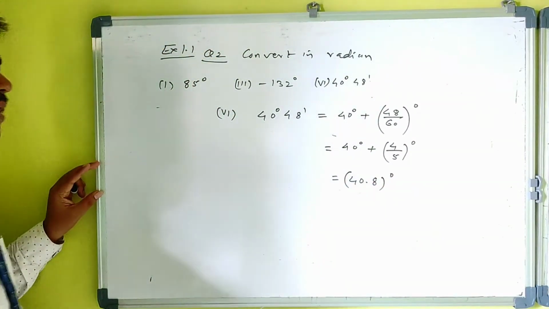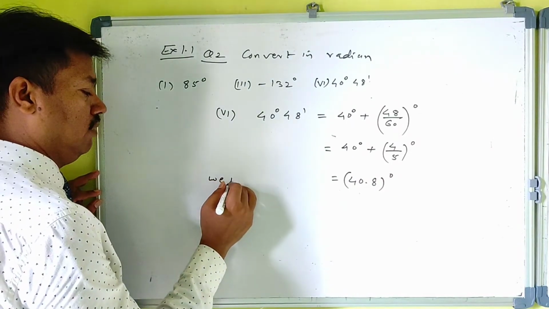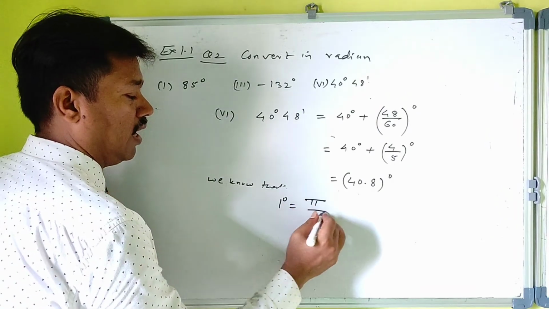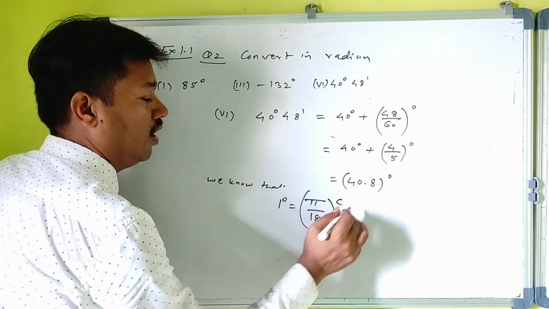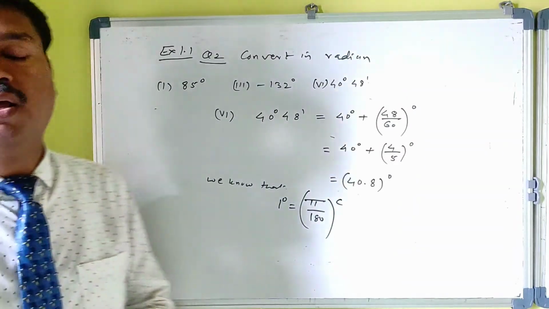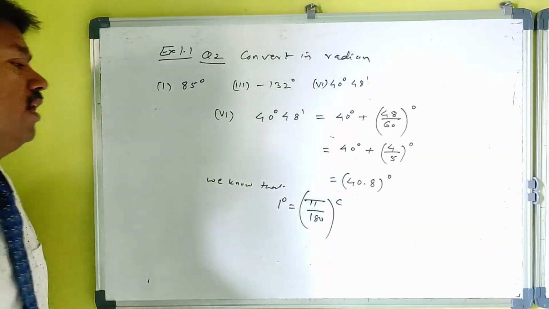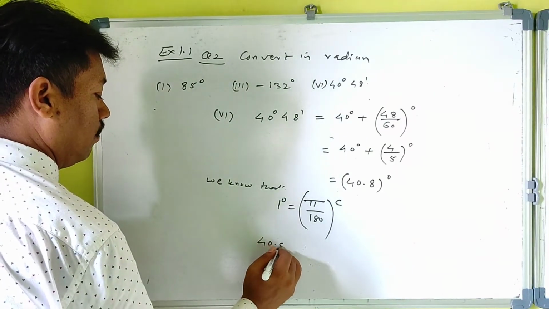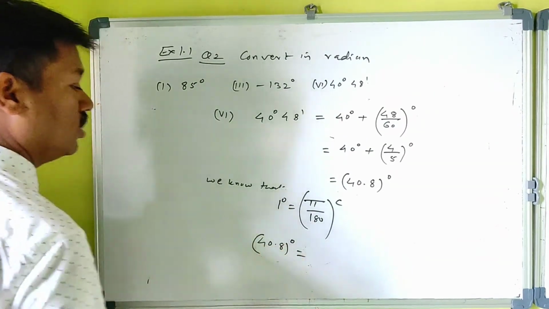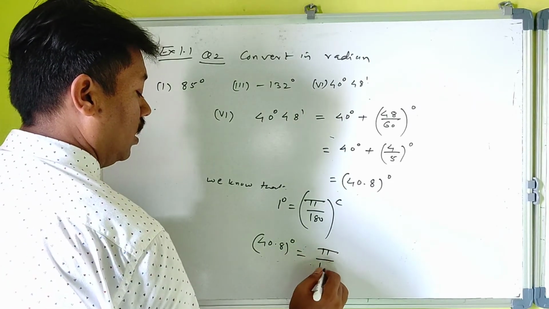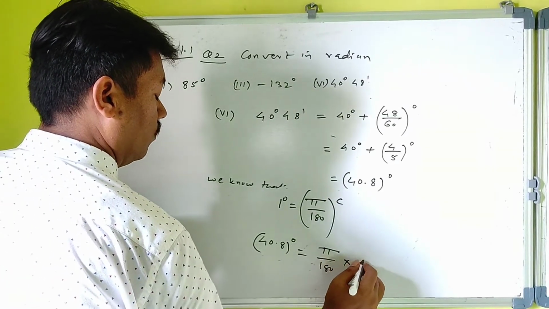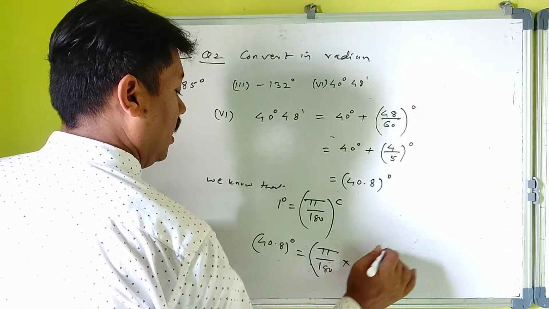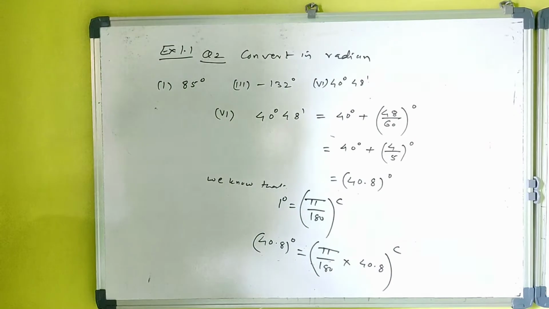So 40.8 degree आने के बाद जो हमारा concept अभी हमने किया वही बात, we know that 1 degree is how much? Pi upon 180 radian. 1 degree is how much? Pi upon 180 radian, and therefore 40.8 degree मतलब क्या हो जाएगा? Pi upon 180 into 40.8 ये पूरा हो जाएगा अभी radian में convert. So this is your radian का answer.